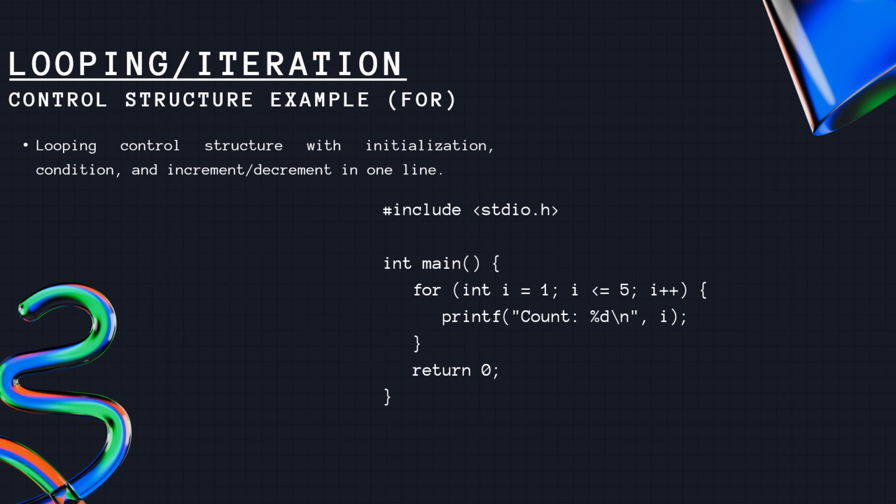So it is going to keep printing the statement count and the number until our counter number, in this case i, is more than 5, and then it is going to continue with the rest of the program, or in our case it is going to end the program.